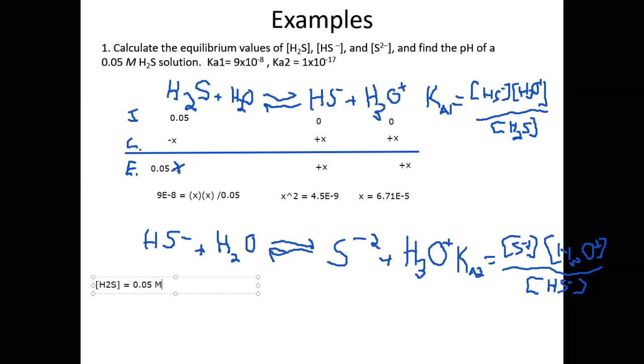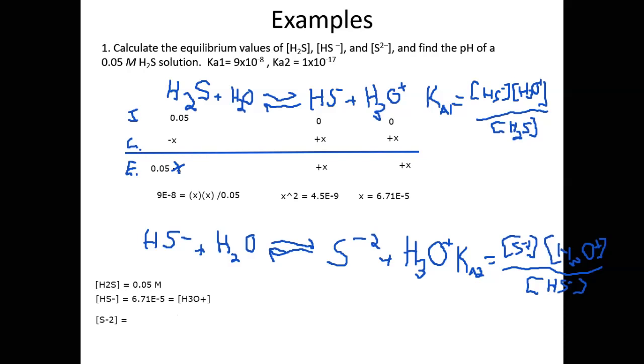So H2S is 0.05 molar. Look at x. x is 10 to the negative fifth. 0.05 minus 1 times 10 to the negative fifth is still going to be 0.05. The HS minus concentration is 6.71 e to the negative 5, which also equals the hydronium ion concentration as well. All we're missing now is the fully deprotonated species.